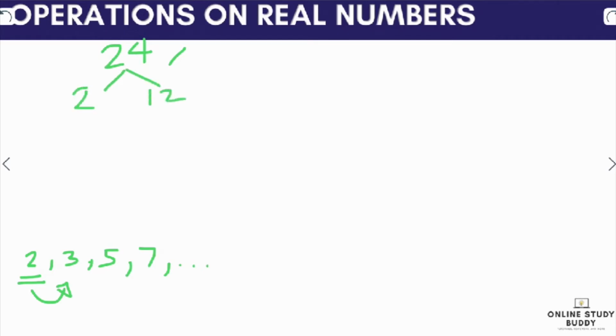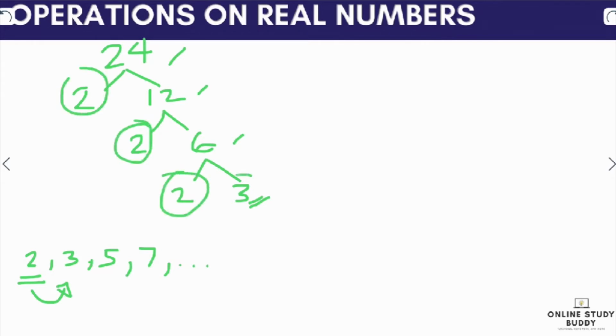Next. 12. Is it divisible by 2? Yes. So, we have 2 and 6. Next, 6. Is it still divisible by 2? Yes. So we have 2 and 3. So yung last natin na number ay prime number na. So wala na siyang ibang factors. So we're gonna stop there. So ang nakuha natin na prime factors ng 24 ay 2 times 2 times 2 times 3.